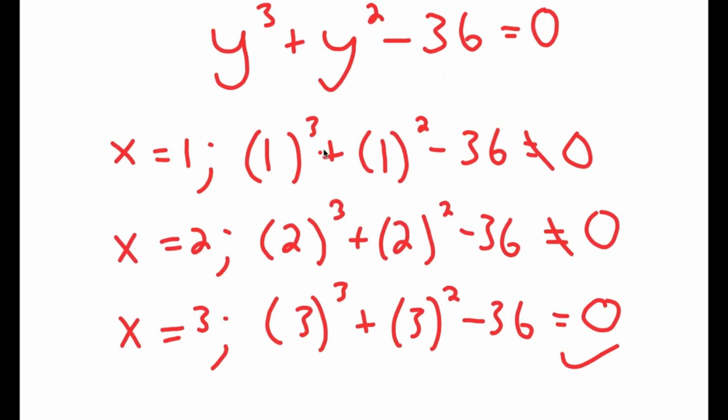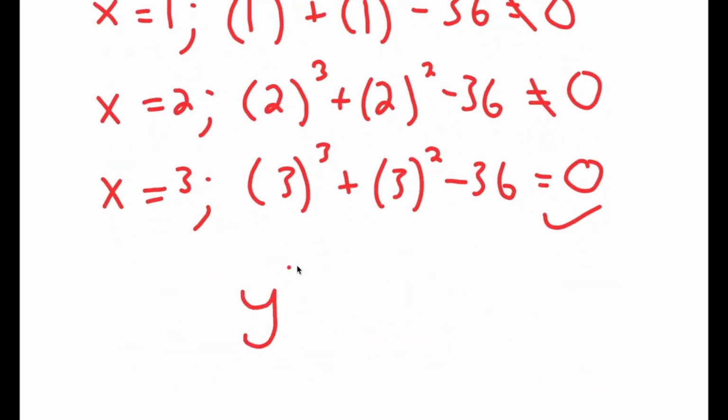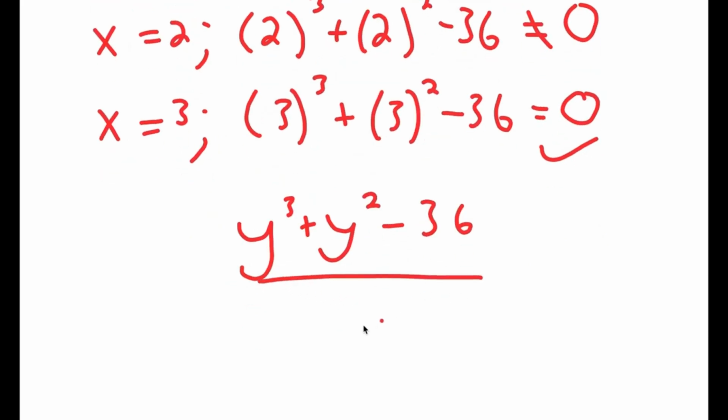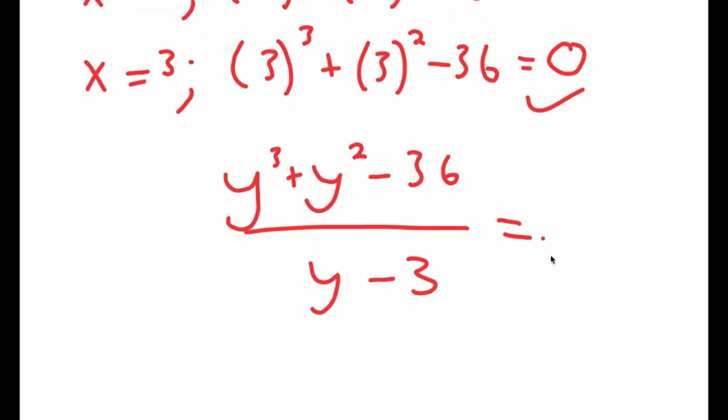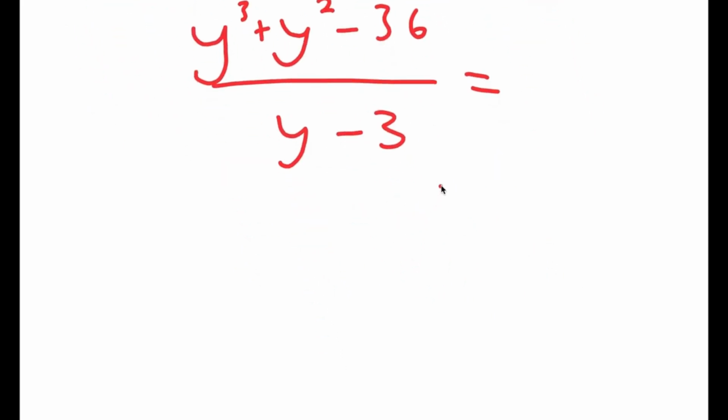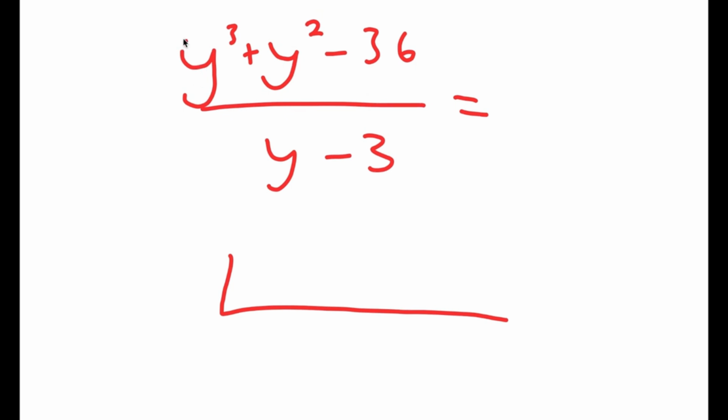What I have to do is divide y to the power of 3 plus y squared minus 36 by y minus 3. So to divide these two, I'm going to have to use synthetic division. And if you guys don't know what synthetic division is, I recommend watching a video on it. But basically, we have our coefficients of our numerator here.